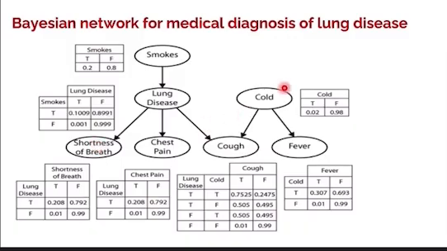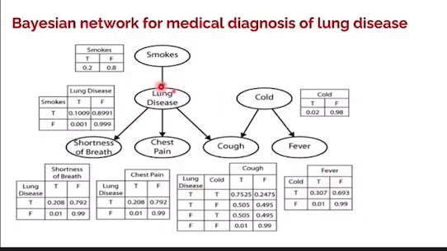Now take a look at cold. It's either somebody has a cold or not: 2% cold, 98% no cold. Fever depends on cold, and that's why in the table you are going to see a contingency or cross tabulation between cold and fever.